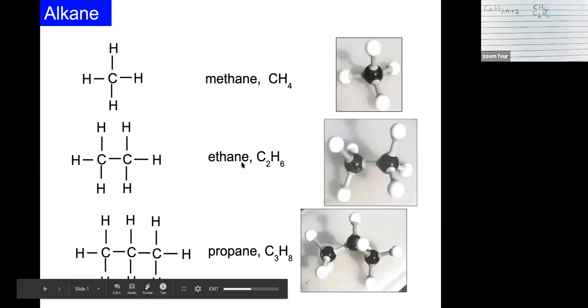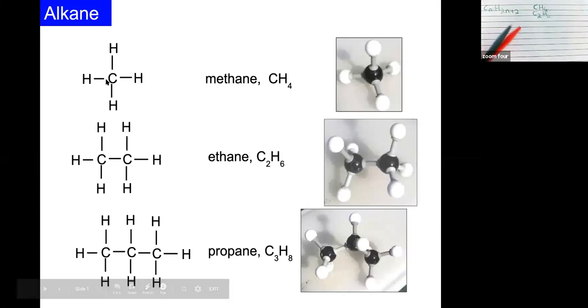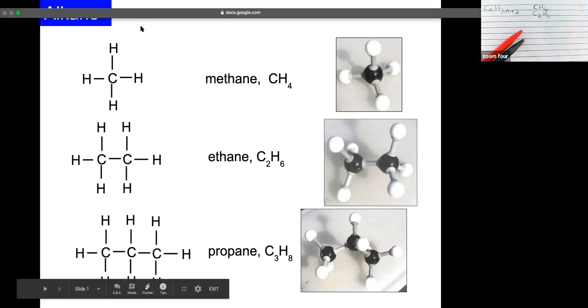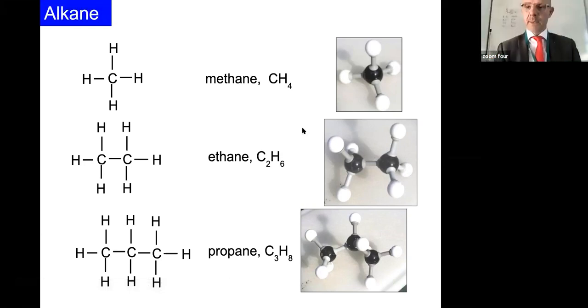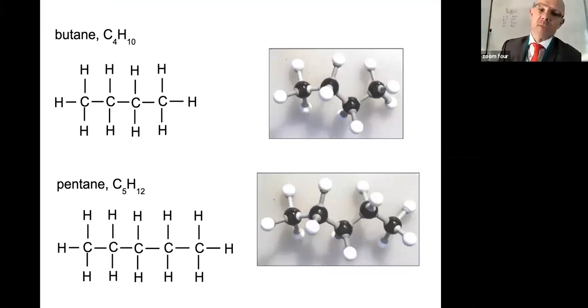Come along. That's called a displayed formula, where I've got the C and the lines showing the bonds. So that's alkanes. They're the easiest ones. I hope by now that you can actually all name alkanes anyway. Methane, ethane, propane, and butane. There we go. We've even got pentane and so on. Hexane, heptane, octane. But we only really need to know up to butane.